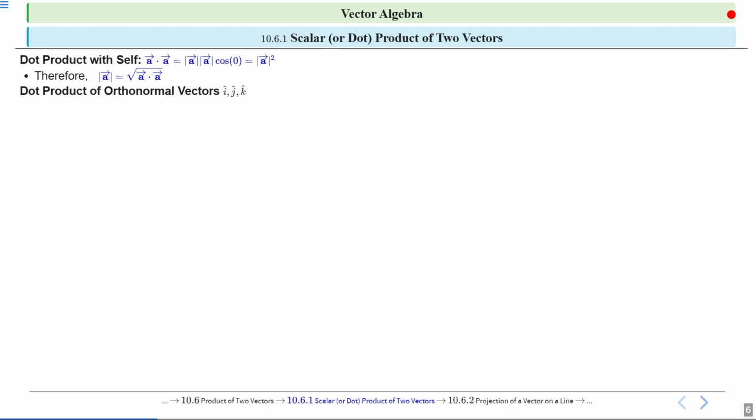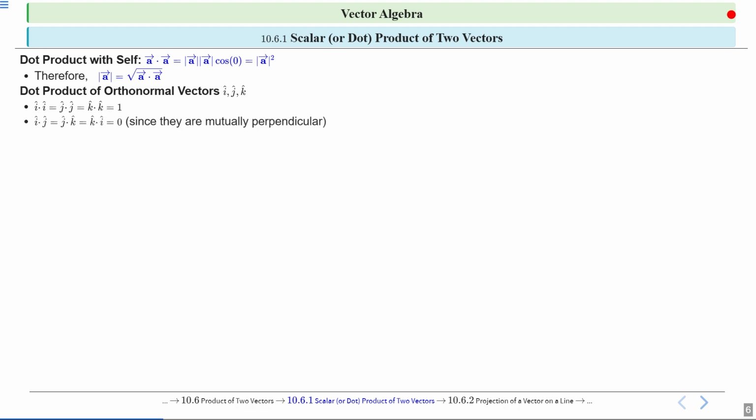Orthogonal vectors are unit vectors that are perpendicular to each other. The common orthogonal vectors in 3D space are I cap, J cap, and K cap, which are standard basis vectors. For these, the dot product of each vector with itself is 1. So I dot I is equal to 1, J dot J is equal to 1, and K dot K is equal to 1. This is because each of these vectors has a magnitude of 1, and the angle with itself is 0.